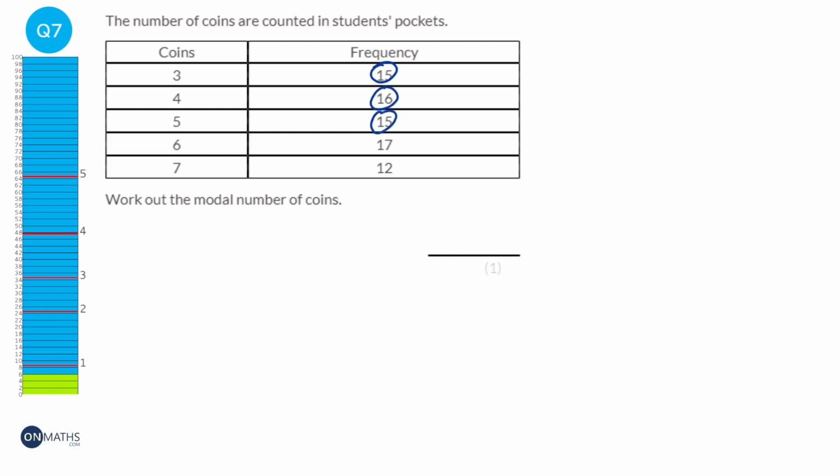There were 15 students who had 5 coins, 17 students who had 6 coins, and 12 students who had 7 coins. So the most frequent amount of coins a student has in their pocket will be 6, because it happens 17 times, which is more than any other amount of coins.